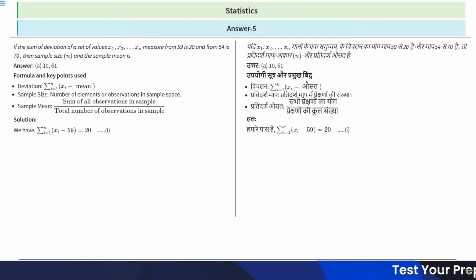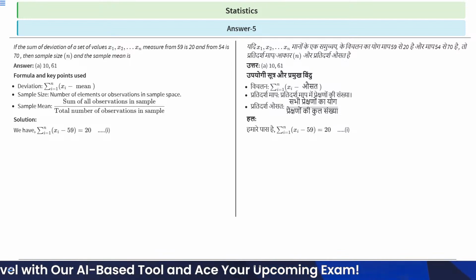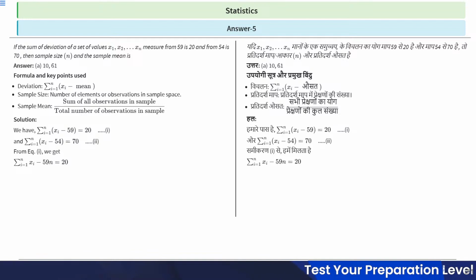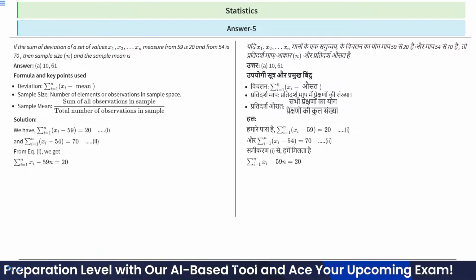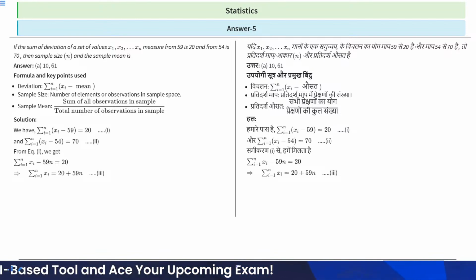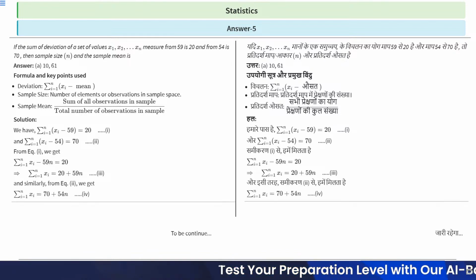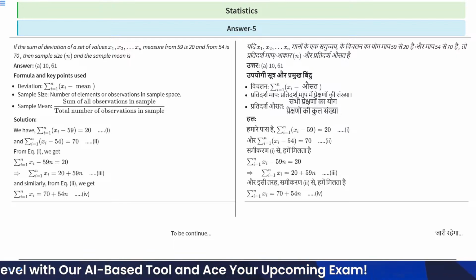We have from 59 sum of deviation is 20. Therefore, summation of i equal to 1 to n of xi minus 59 is equal to 20. And from 54 sum of deviation is 70. So summation of i equal to 1 to n of xi minus 54 is equal to 70. So from equation 1 we will get summation of i equal to 1 to n of xi minus 59n is equal to 20. And let us assume it as equation 3, which is sum of xi will be equal to 20 plus 59n. And similarly from equation 2 we will get summation of xi is equal to 70 plus 54n. So let us assume it as equation 4.